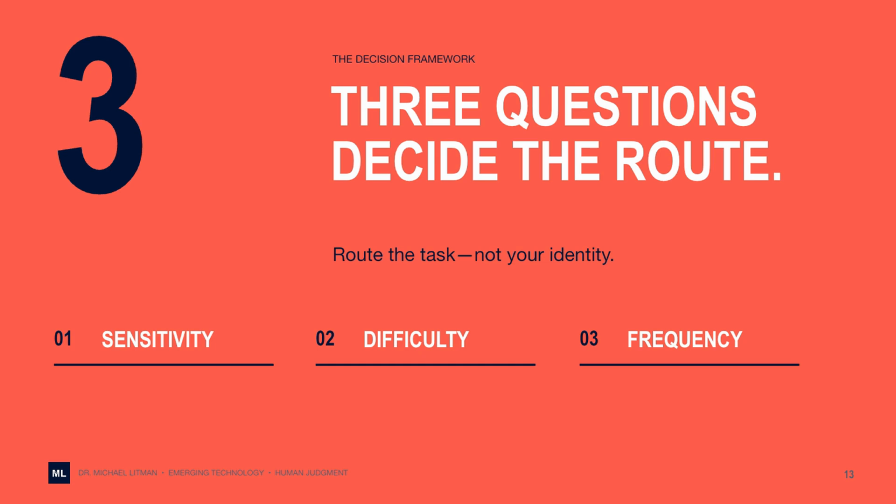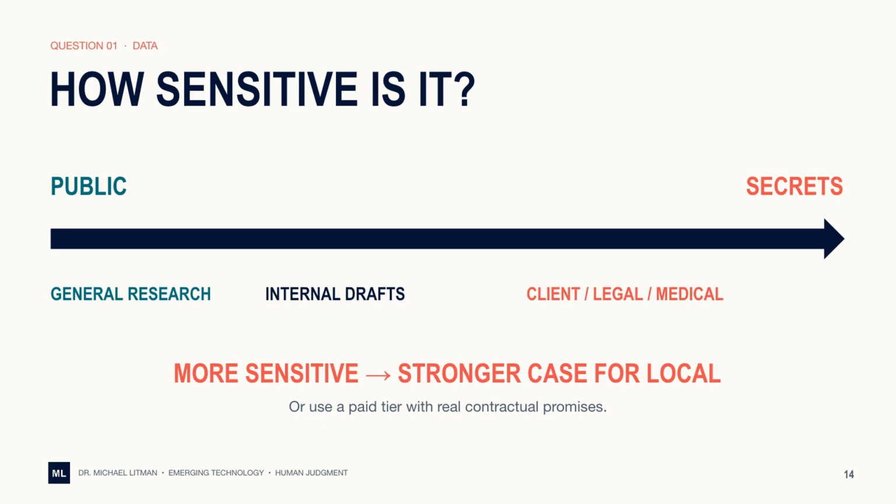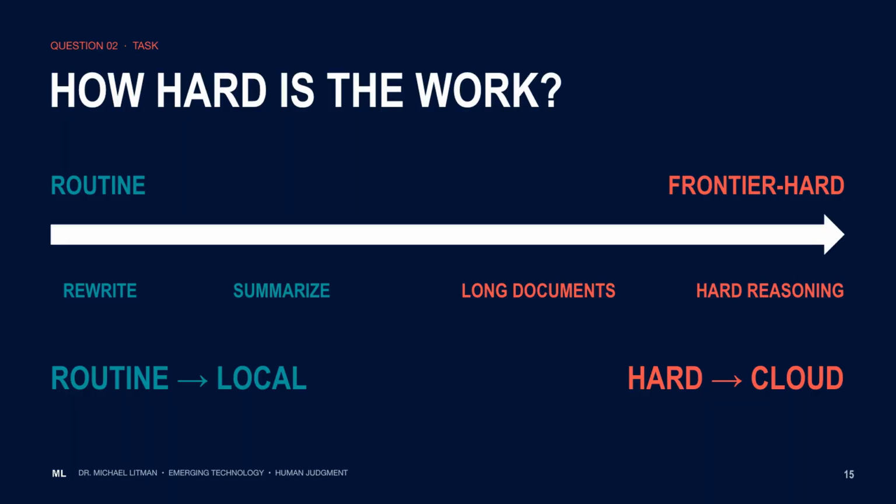Here's my framework, 3 questions, because I list things in 3s. It's a whole personality trait. Question 1, how sensitive is the data? Medical records, legal stuff, client information, your diary, trade secrets. Strong argument for local or at minimum a paid tier with real contractual promises, not the free tier. Question 2, how hard is the task? Frontier hard problems want cloud. Routine stuff, rewriting, summarizing, drafting, a local model handles that all day.